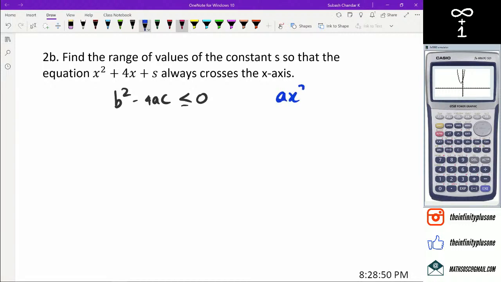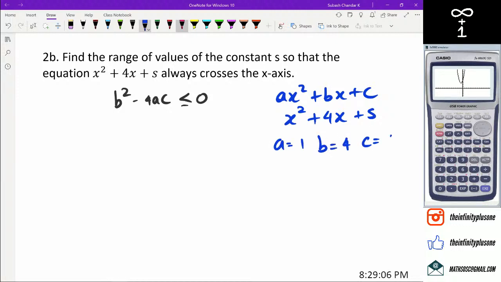So remember that we've got ax squared plus bx plus c. So we've got x squared plus 4x plus s. So our a is equal to 1, b is equal to 4, and c is equal to s. So we've got 4 squared minus 4 times 1 multiplied by c, which happens to be s, and it's less than or equal to 0.